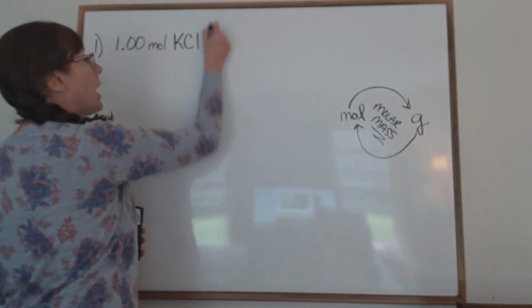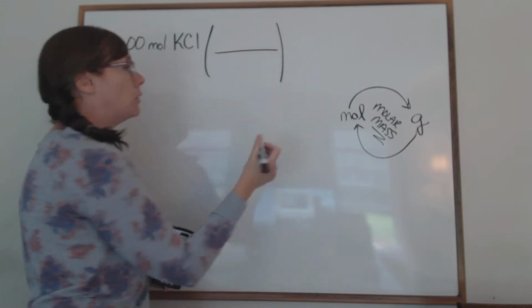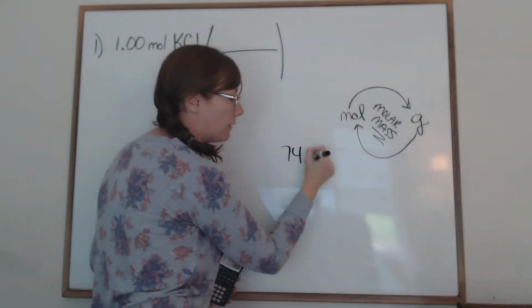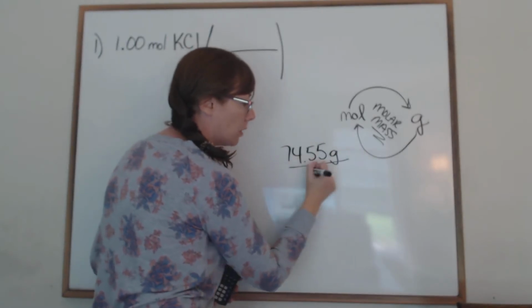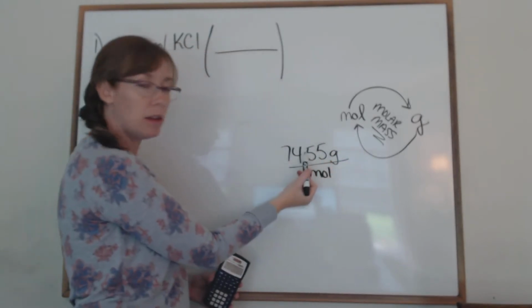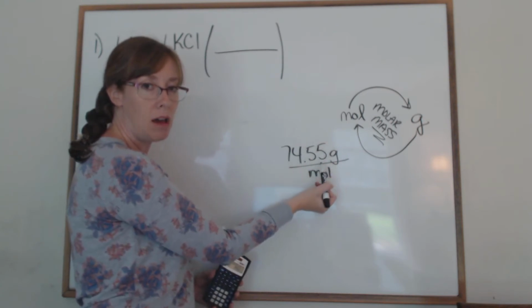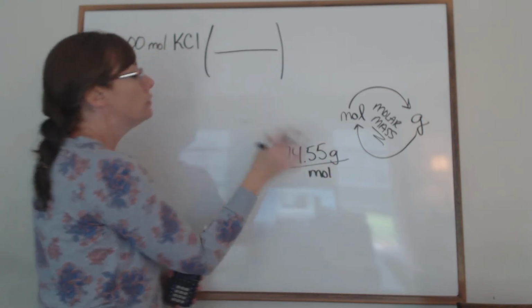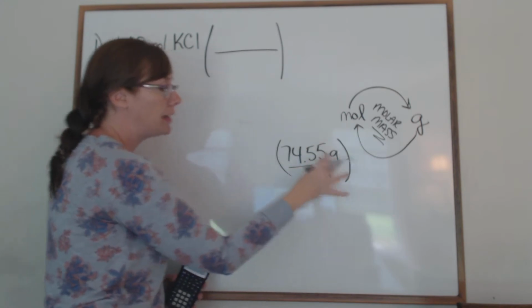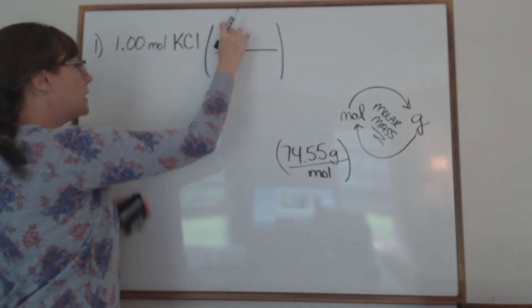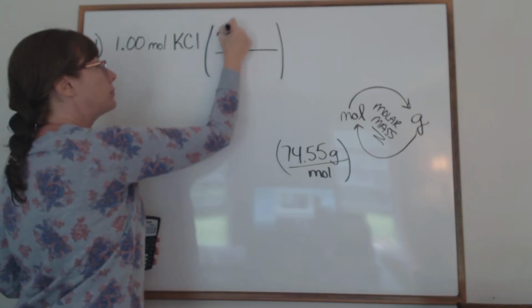74.55. Now, how are you going to use the molar mass? Well, once again, it's 74.55 grams per mole. That's what molar mass is. It's the number of grams in a mole. It's really the mass of a mole. So do we want to use this right side up or upside down? Remember, that's always an option. And the answer is this one is definitely right side up.